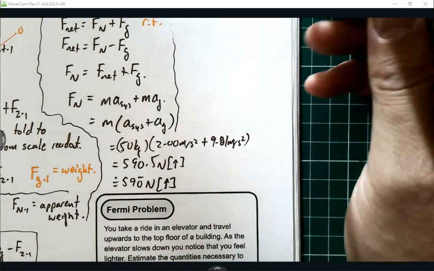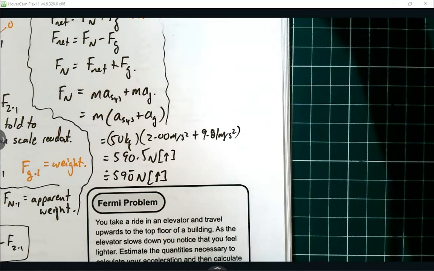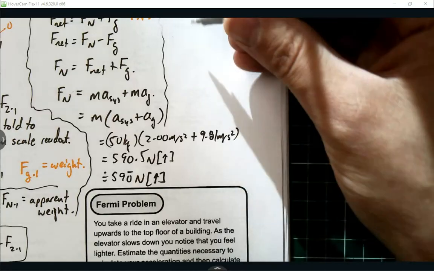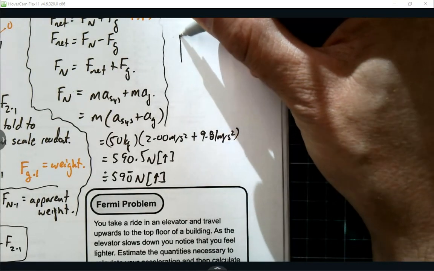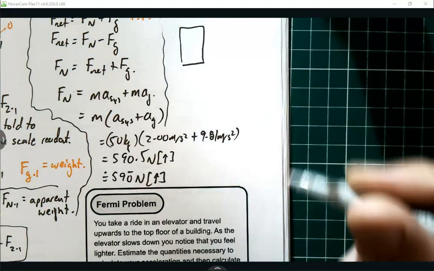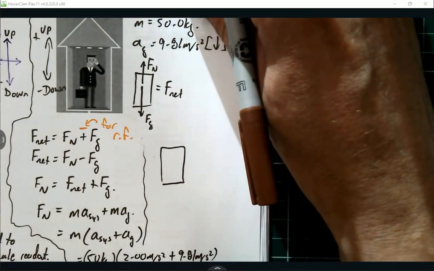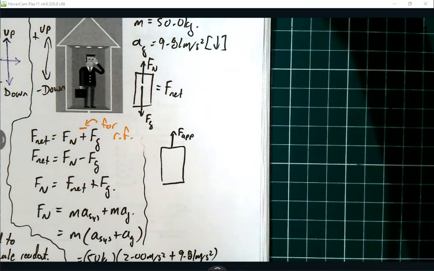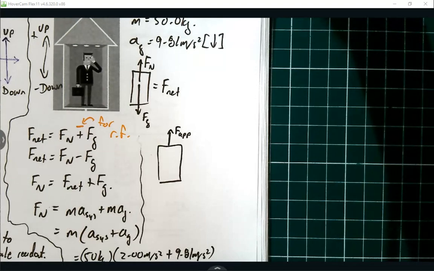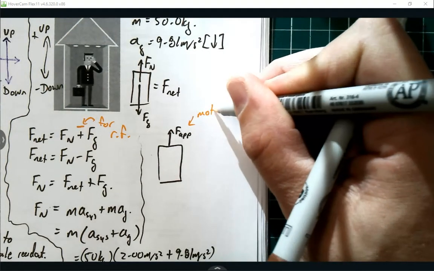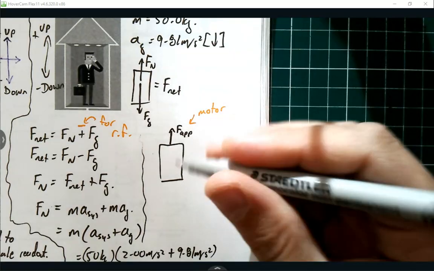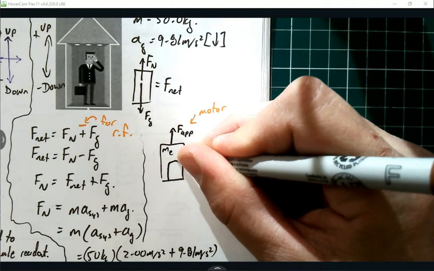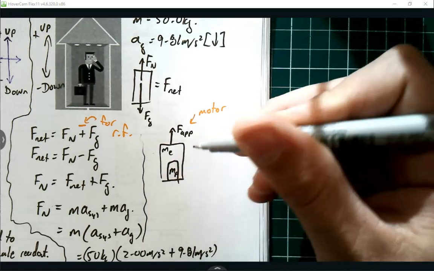If I wanted to step back a second and think about this thing as a whole system, it seems to me there is a whole system here, not just the rider, but like there's an elevator involved. So we could say there's an applied force, probably supplied by a motor, almost certainly electric. We'd have the mass of the elevator, we'd have the mass of the person.